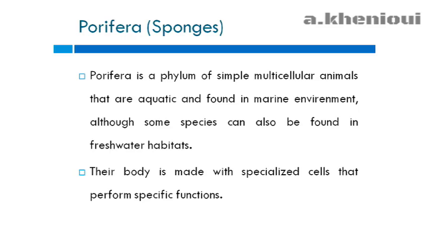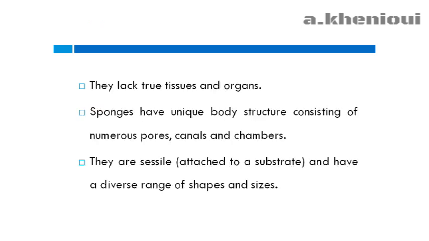Porifera is a phylum of simple multicellular animals that are aquatic and found in marine environments, although some species can also be found in freshwater habitats. Their body is made with specialized cells that perform specific functions. They lack true tissues and organs. They have a unique body structure consisting of numerous pores, canals, and chambers, and they are sessile. It means that they are attached to a substrate and have a diverse range of shapes and sizes.